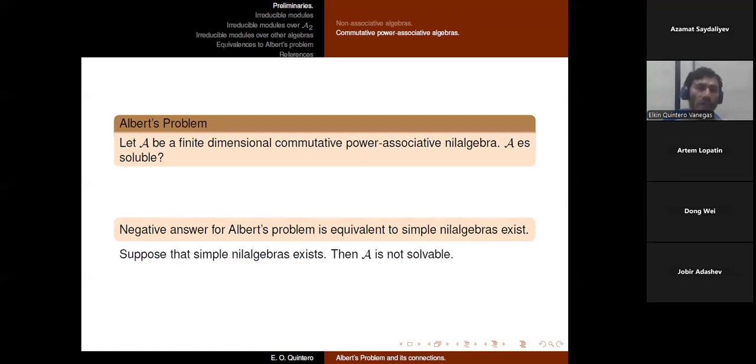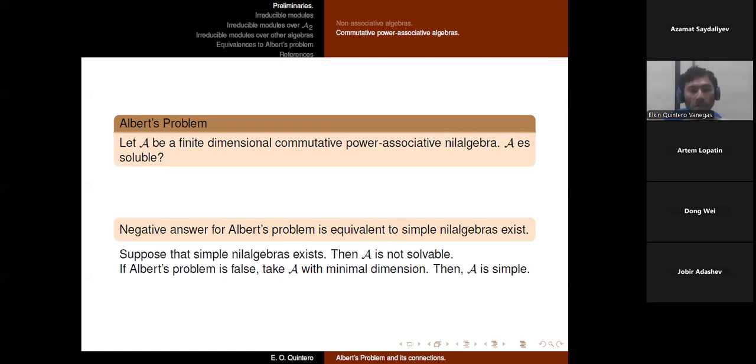If we suppose that simple nil algebras exist, then A is not solvable because A squared is equal to A. On the other hand, if Albert's problem is false, take A with minimal dimension, that is, A such that the dimension is the least among all the non-solvable algebras.